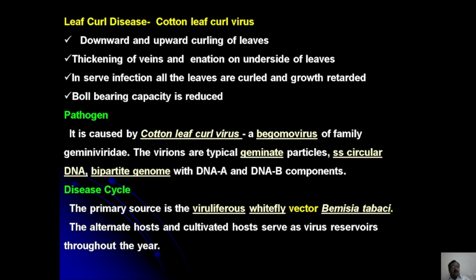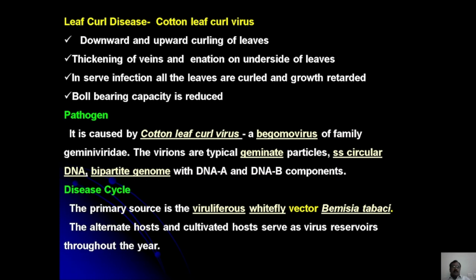The second important viral disease is leaf curl disease, caused by cotton leaf curl virus. Due to the infection, the leaves turn downward as well as upward and curl along the margin. There is thickening of veins as well as formation of enation, especially on the main vein on the undersurface of the infected leaves. In severe cases of infection, the leaves are completely curled and growth is retarded.